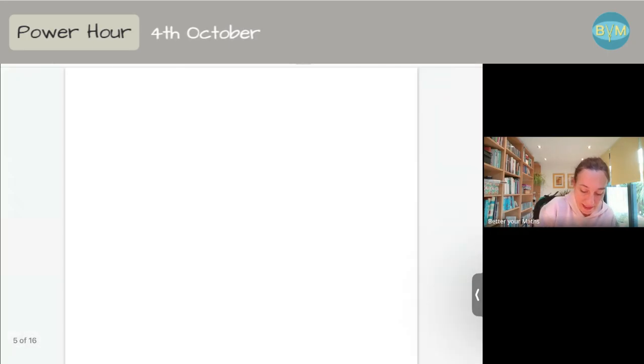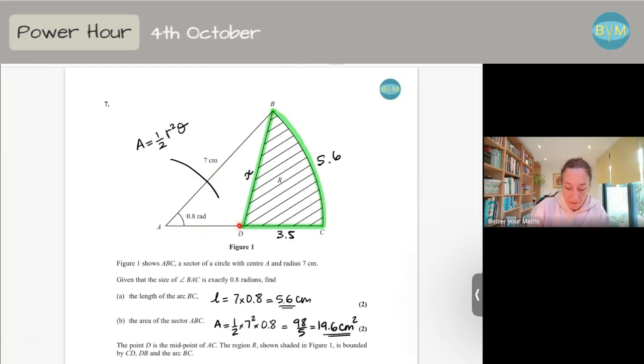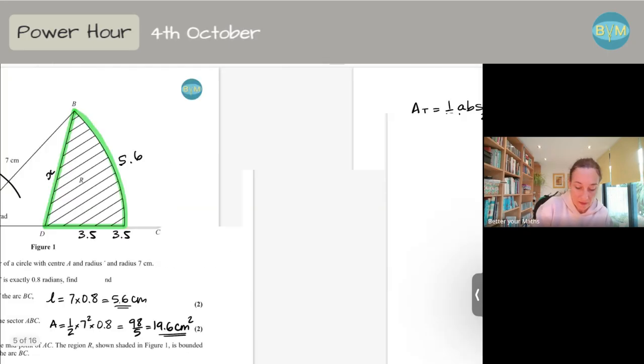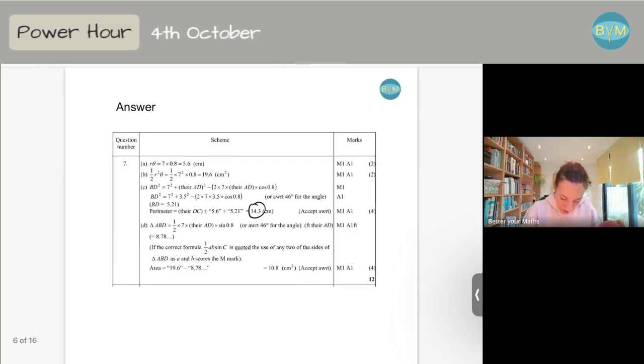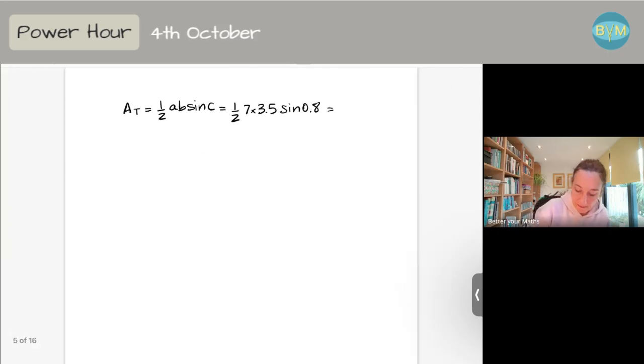So the area of the triangle is going to be 1/2, and we always do 2 sides and sine of the angle in between. So in this case, this is going to be 1/2, 7 times 3.5 sine of this angle. That's what I'm doing. 7, so one of the sides, multiplied by the other side, multiplied by the sine of the angle that is in between. That is the 0.8 in this case. Calculator in radians. You get the area of the triangle. Do we have it? It is 8.78.